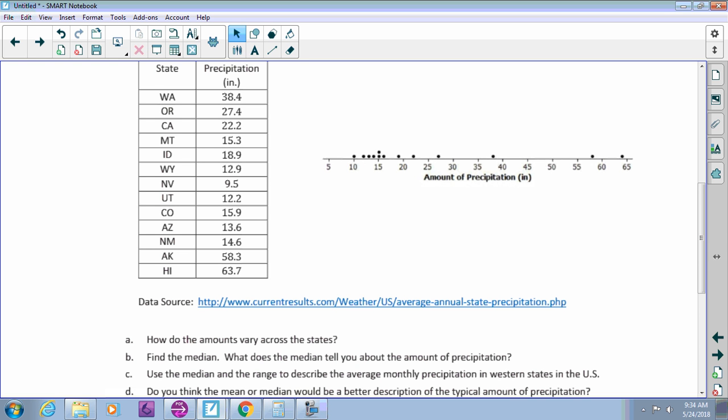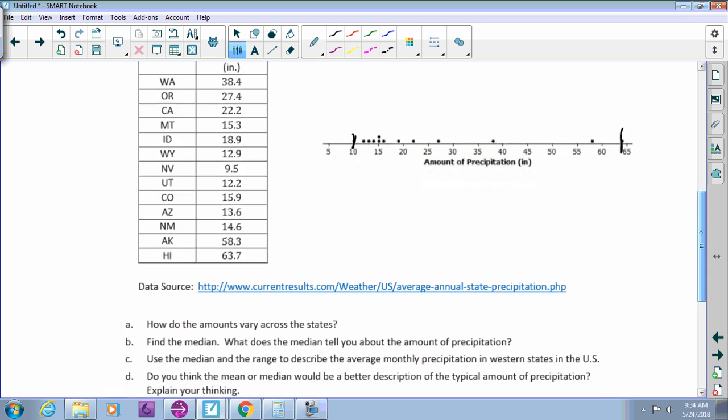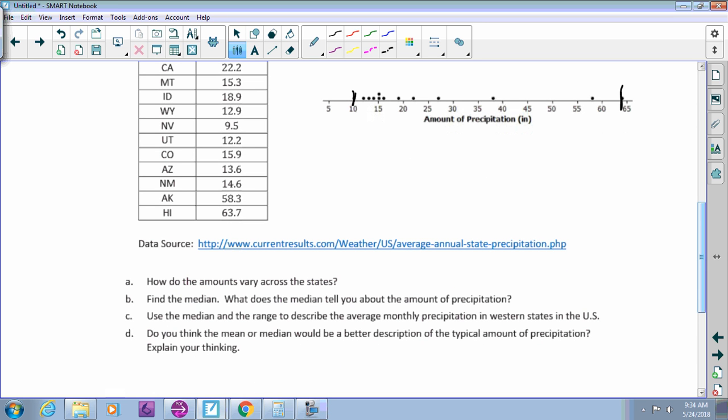And then it says, what does the median tell you about the amount of precipitation? So you're going to want to talk about that. Half of those states get more than that amount, and half get less than that amount. And then it says, use the median and the range to describe the average monthly precipitation in western states in the U.S. So you want to look at how far it spans from this low amount here to here. And then, again, talk about how half is less than that amount, and half is more.